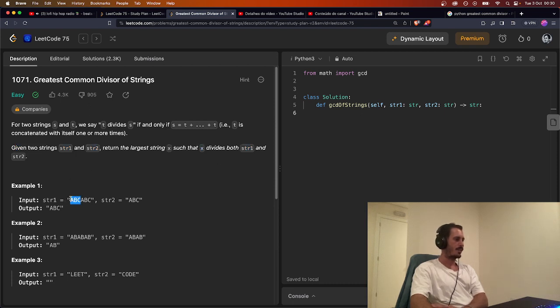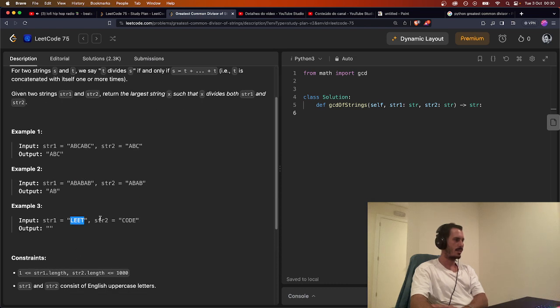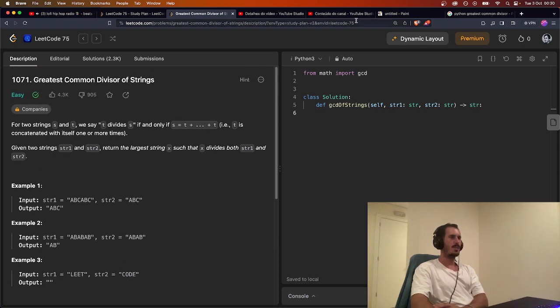So we need to find a value that divides both string 1 and string 2. In this case, it's ABC because it's the same, and AB in this case, AB, AB, AB. And in the last case, LeetCode, well, there's nothing that can divide both, so empty string. So how do we solve this?